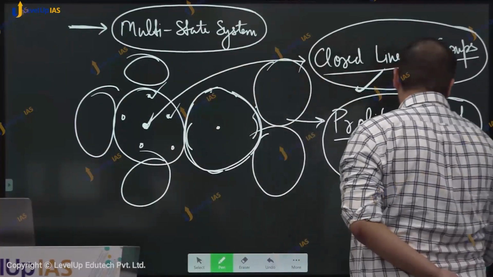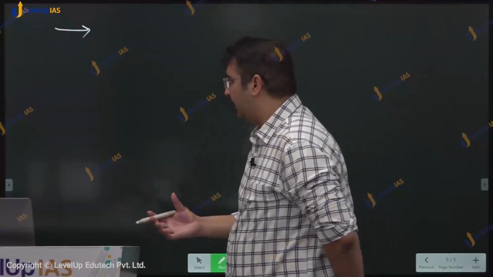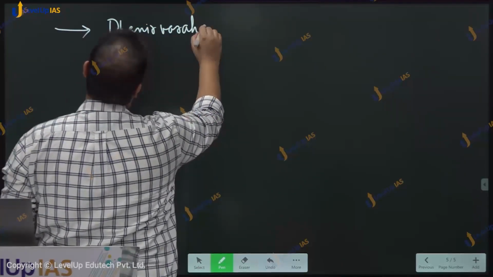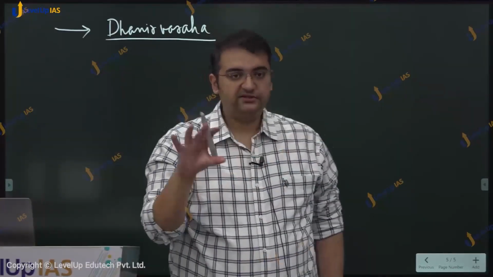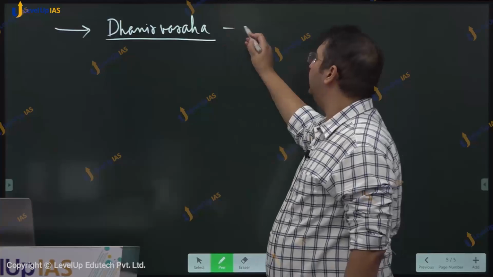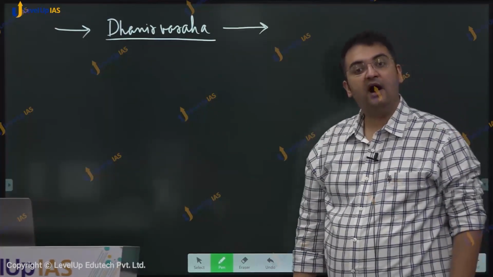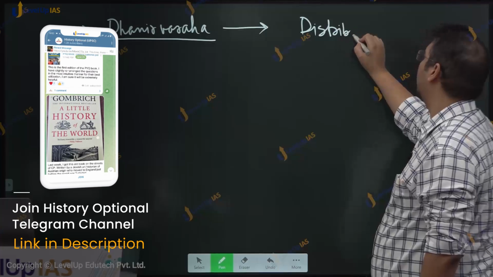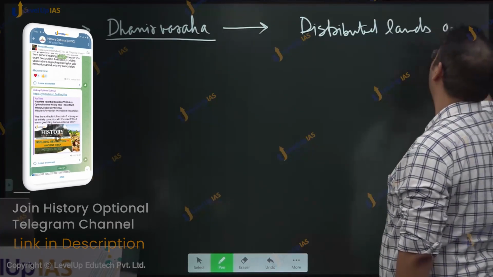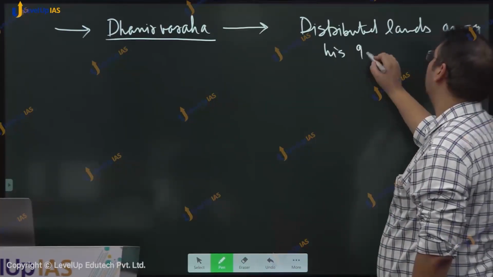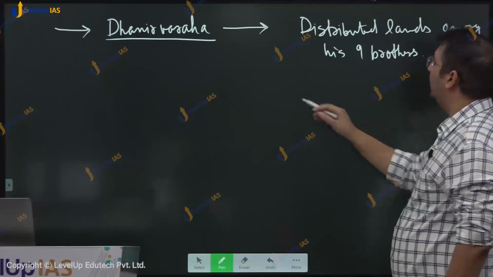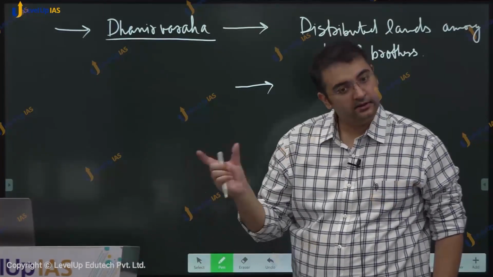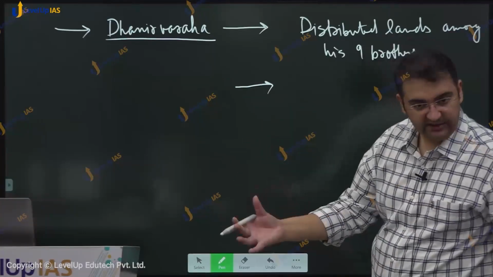Now, according to the Parmar Bardic literature, Dhanirvara, he was a Parmar ruler, Parmars originally belonging to Malwa. He distributed newly conquered lands in Marwar and Mewar among his 9 brothers. And this probably explains the emergence of cadet branches of the Parmars in the region of Rajasthan. Cadet branches मतलब cousin branches हो गए.